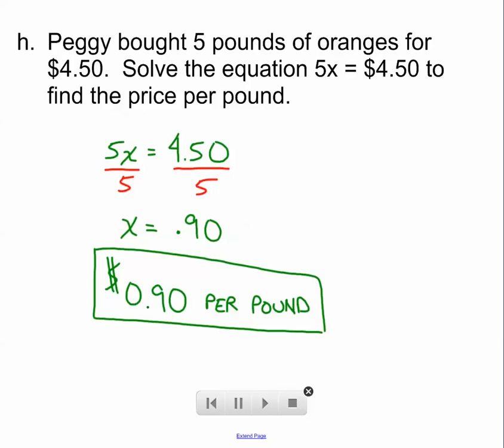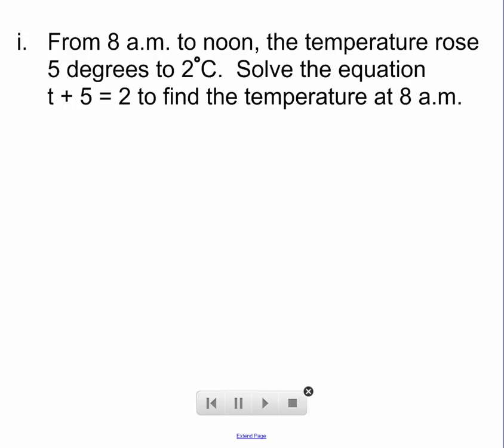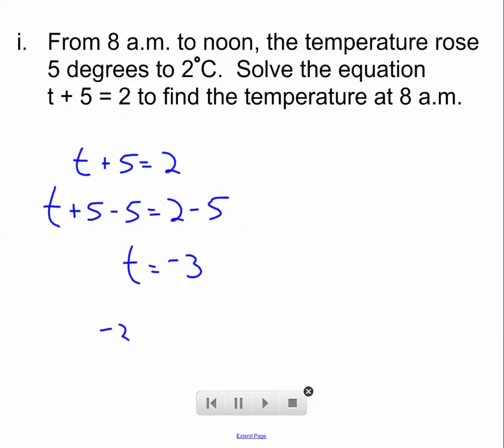All right, let's do that one more time. From 8 a.m. to noon, the temperature rose 5 degrees to 2 degrees Celsius. Solve the equation T plus 5 equals 2 to find the temperature at 8 a.m. T represents the temperature at 8 a.m. We added 5 degrees to that, and it ended up being 2 degrees Celsius at noon. So the original temperature we can find by subtracting 5 degrees from both sides of this equation. We've learned how to add and subtract integers already, so we know that 2 minus 5 is -3. So at 8 a.m. the temperature was -3 degrees Celsius.